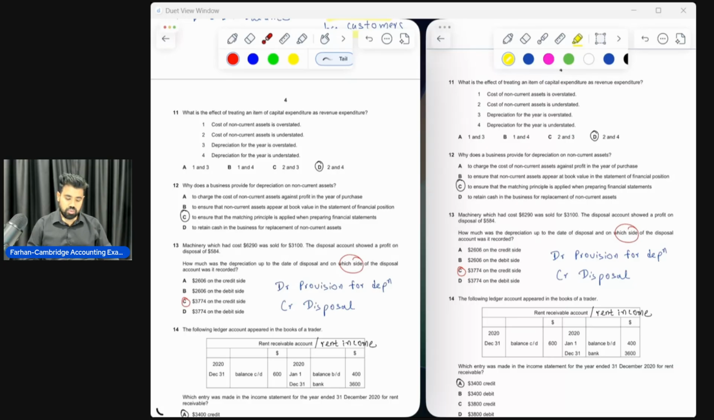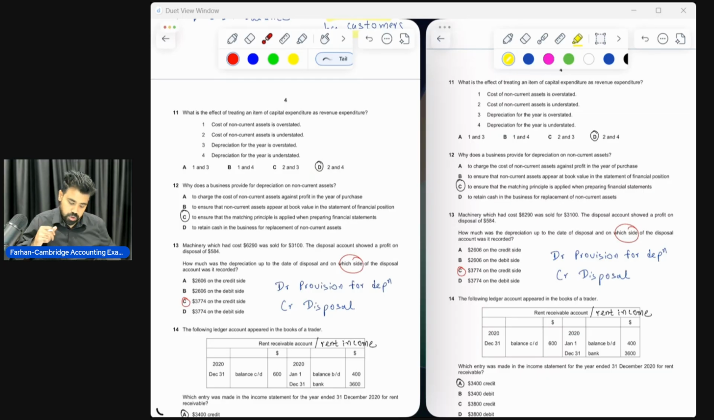So if we treat an item of capital expenditure as revenue expenditure, we are understating our non-current assets. Isn't that so? And because we are understating our non-current assets, we would be calculating the depreciation incorrectly. Therefore, the depreciation expense would also be understated. Okay. So we have to go through these statements, and you would see it's option 2 and option 4. Cost of non-current assets is understated. Depreciation is also therefore understated, as depreciation in most cases is derived by applying the given rate to the cost, right? So the correct answer for number 11 is option D, which is statements 2 and 4.